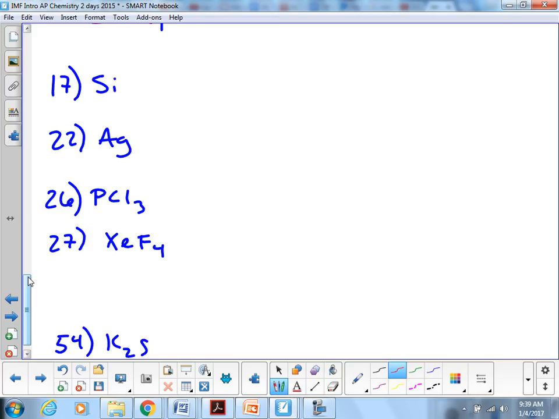Okay, Si. If it's just carbons or just silicons or a combination of the two, you are going to mark network. Let me just do these again. This is London, right? This is dipole. This is H bonding. This is metallic. Is that right? What is that going to be, do you think? Just silicon. It's going to be a network.